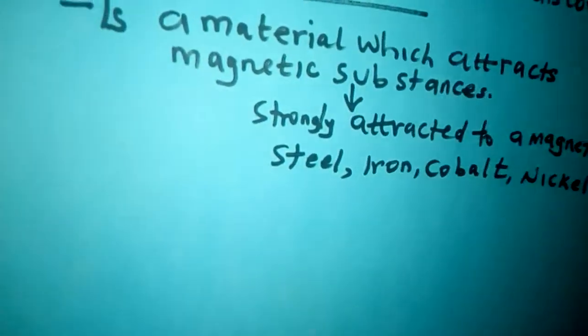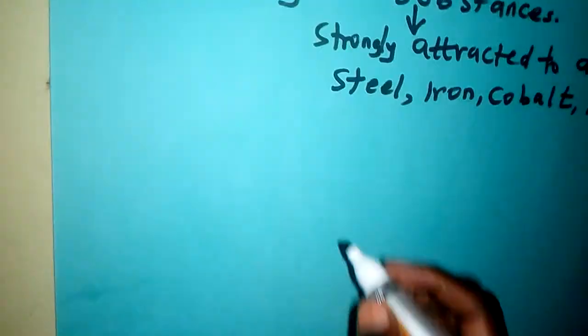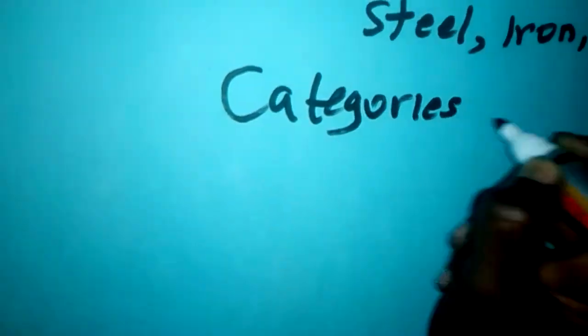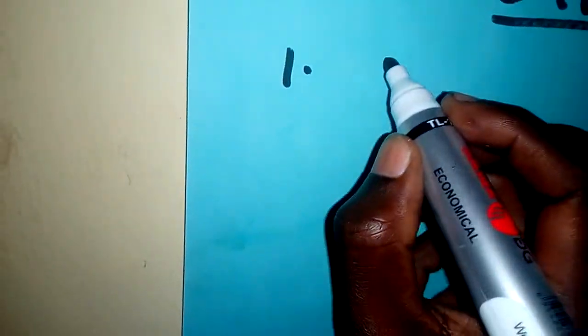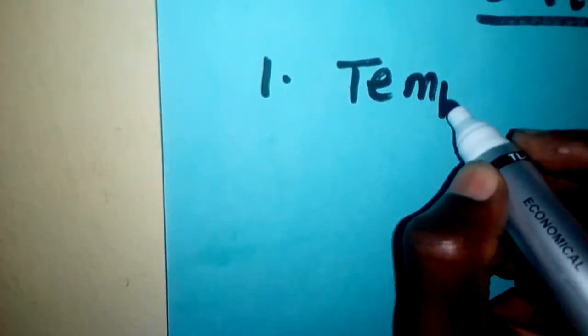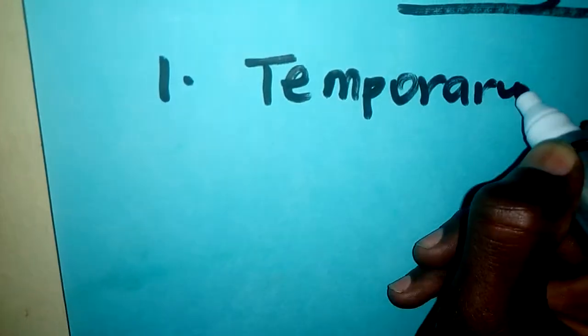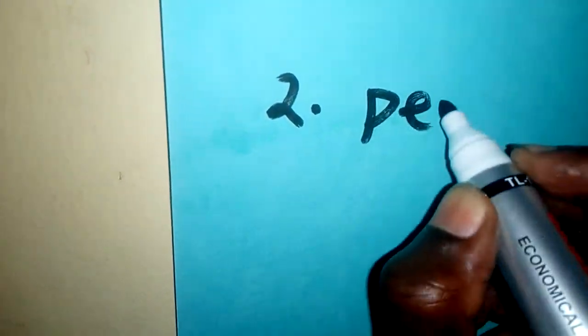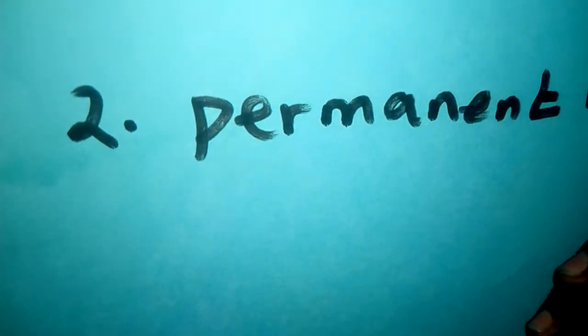Now, we have two main categories of magnets. And what are these categories of magnets? Number one, we have what we call temporary magnets. And then the second one, we have what we call permanent magnets.